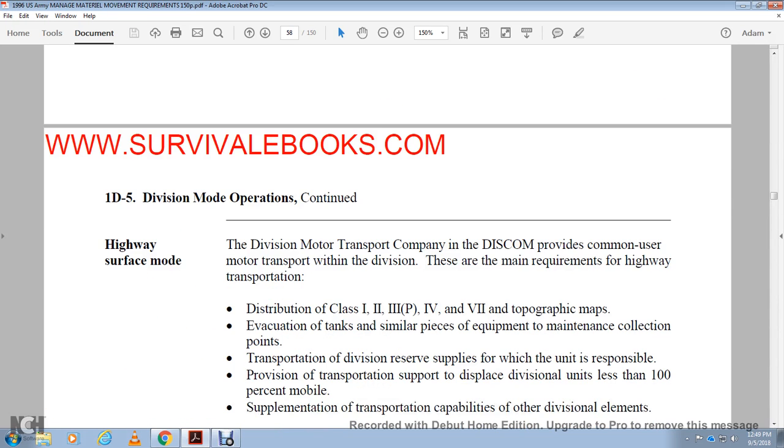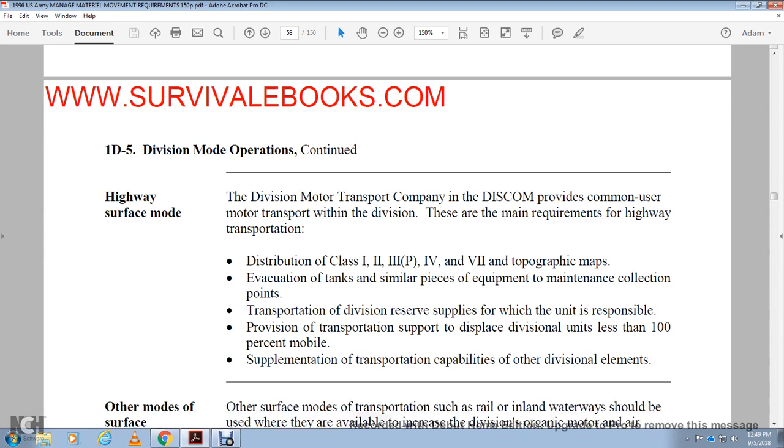Alright, highway surface mode. The Division Motor Transportation Company with the Division Support Command provides the common unit with the move of the transportation division. The main requirements for highway transportation are distribution of class 1, 2, 3, P, 4, and 7, topographical execution, tank and similar pieces of equipment, and maintenance collection points. The transportation division resource supplies the units responsible for providing transportation service, the display from the divisional unit, in 100% of the mobile.